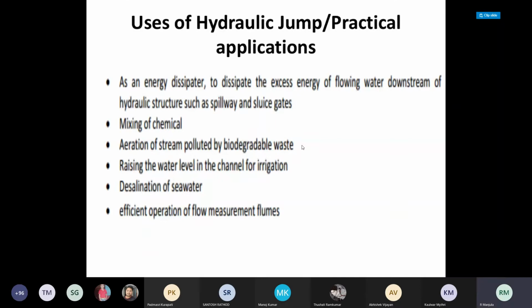Where we are actually using this hydraulic jump is in practical applications. It's mainly used as an energy dissipator. When you want to dissipate the excess energy on the downstream side, we normally have these kinds of spillways and sluice gates. Other uses are chemical mixing, aeration of streams polluted by biodegradable waste, and raising the water level in the channel for irrigation. Then you can go for desalination of seawater, and the efficient operation of flow measurement flumes. These are the various applications in which the hydraulic jump is very useful.